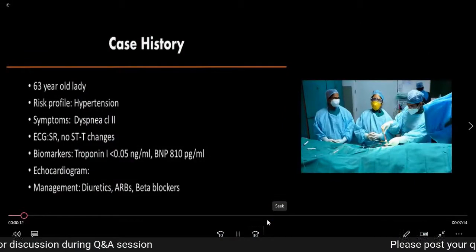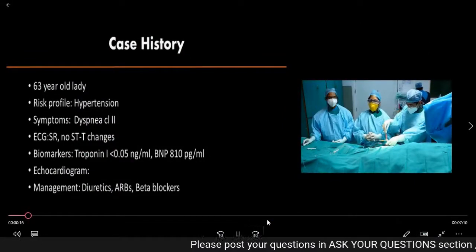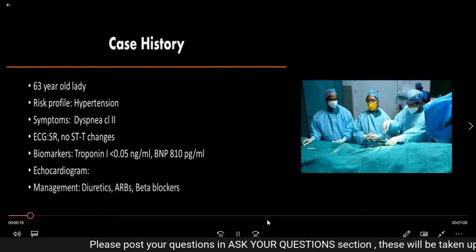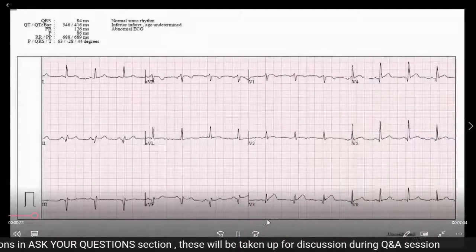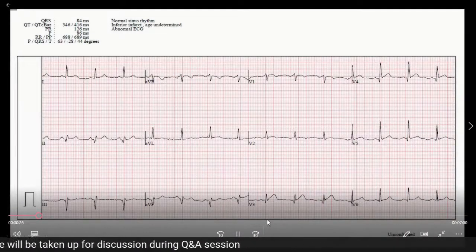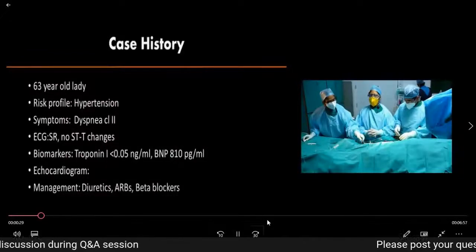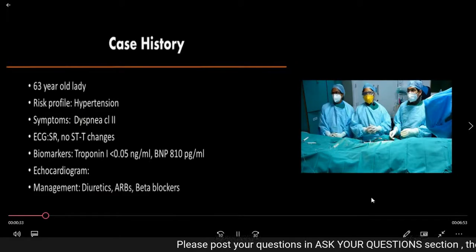So I have a 63-year-old lady who presented with recent onset heart failure. That is, she presented with dyspnea, no history of angina. The ECG was unremarkable. The biomarkers showed elevation of BNP. The troponin I was normal. The high sensitivity troponin was normal.